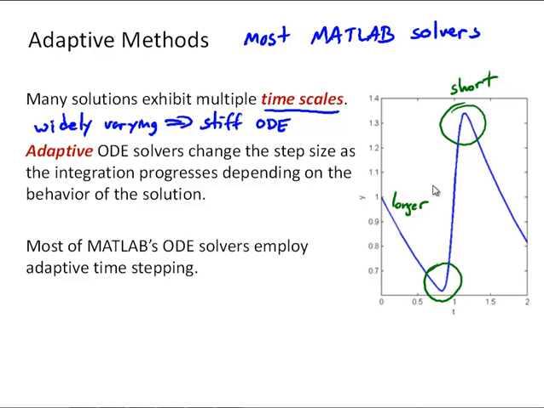Adaptive ODE solvers will change the step size as the integration progresses, depending on the behavior of the solution. So it has some way to test the behavior of the solution, and then will reduce the step size if necessary to maintain accuracy through those quickly changing parts of the solution. And this is just an example solution over here to the right. So let's look at how this works.